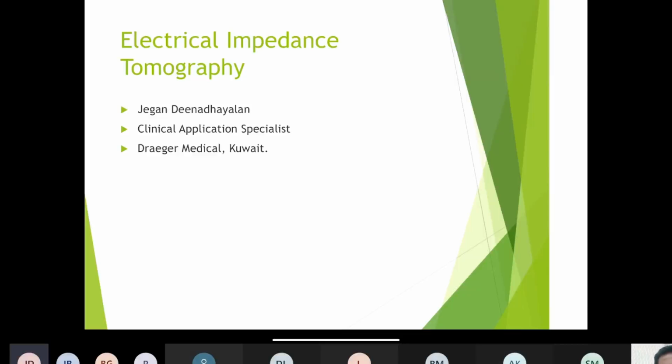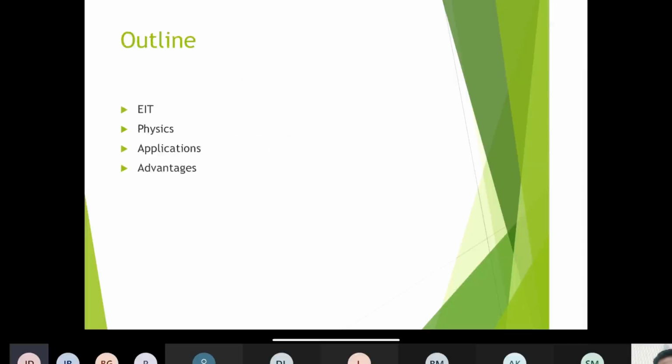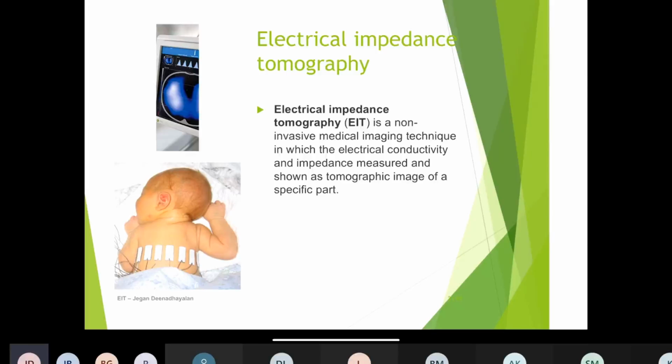Most of you might already have heard about electrical impedance tomography, but some of you might not, so this will be your first introduction to this new concept. So, we will go into the topic. I will cover what EIT is and the concept behind it, how it works exactly, what applications we can use it for, and what advantages we get out of it. So basically, EIT is electrical impedance tomography.